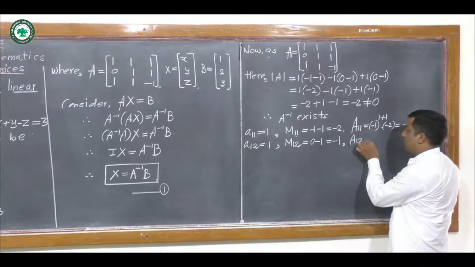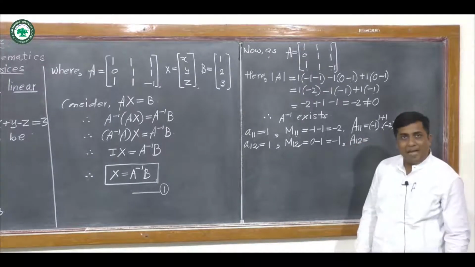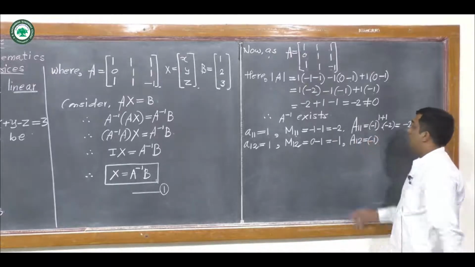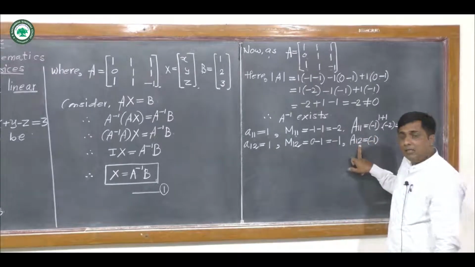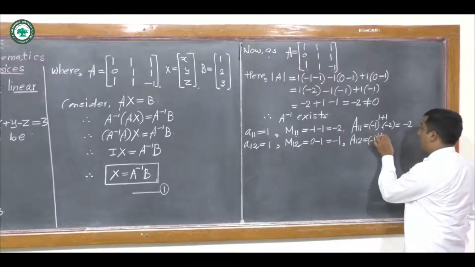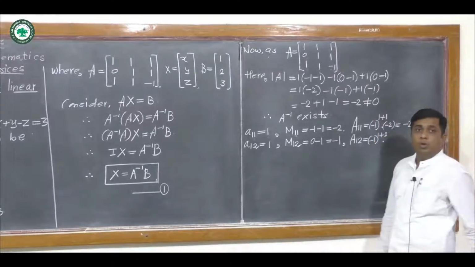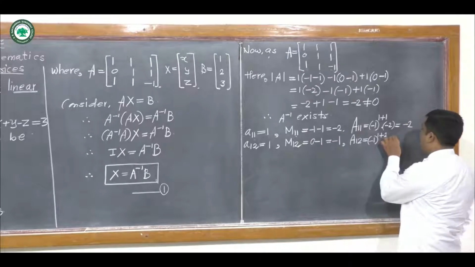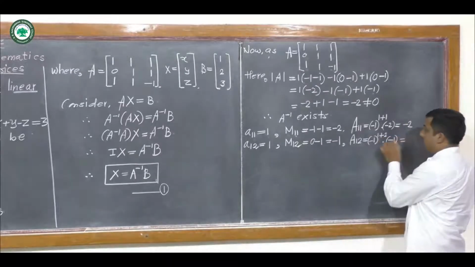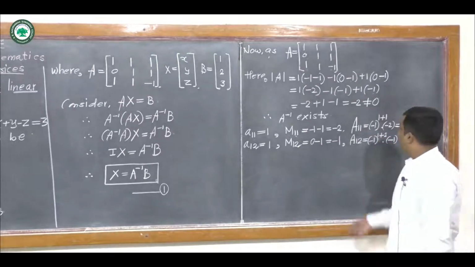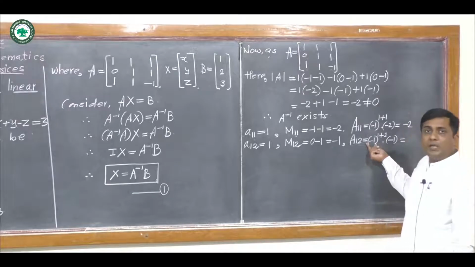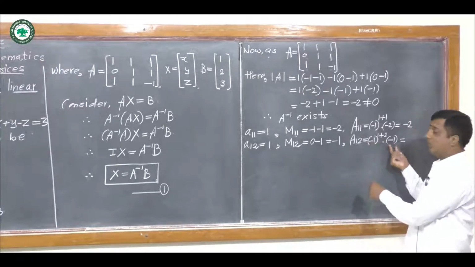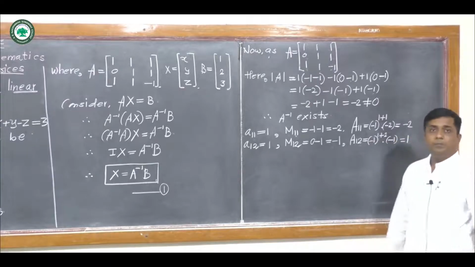Here A12 is the cofactor of the given element and is minus 1 raised to, here 1 2 is given, so we consider 1 plus 2 into the minor of the given element. Here the minor is minus 1, and this is equal to minus 1 cube. Minus 1 cube is minus 1 and minus 1 into minus 1 is plus 1.